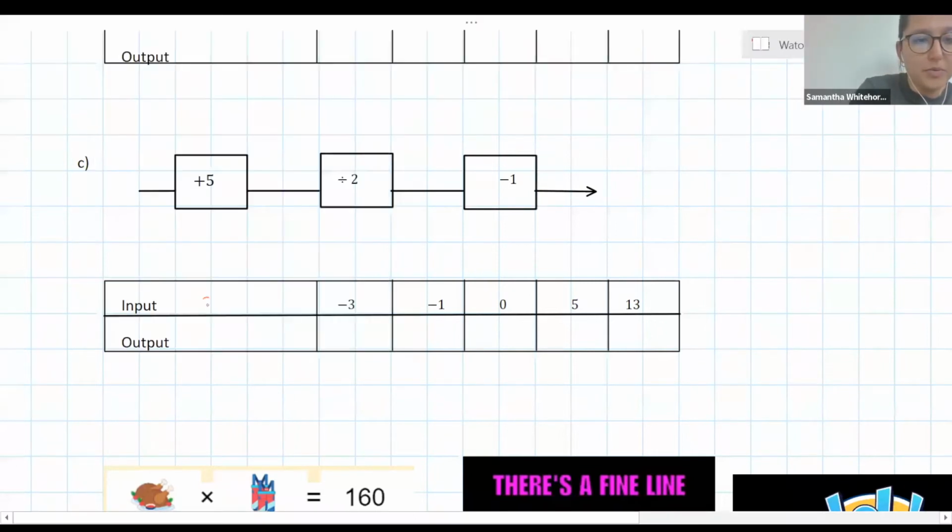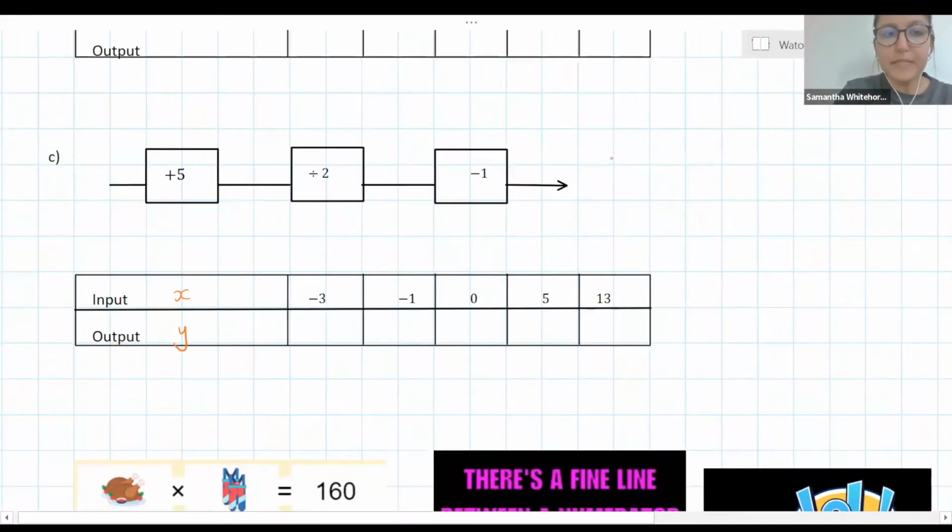If I take my input, which is X, remember, to get my output, the first thing I'm going to do is say my input of -3 plus 5, which we know gives us positive 2. So that's my first block done. I then need to take 2 and divide it by 2 according to my second block, which we know gives me 1. And I then need to take my answer and subtract 1. So 1 minus 1, which we know gives us 0.